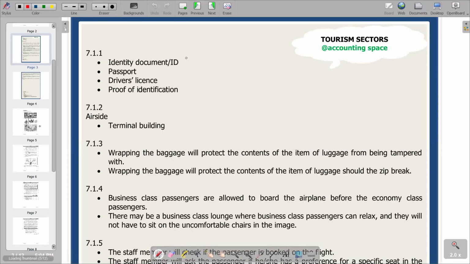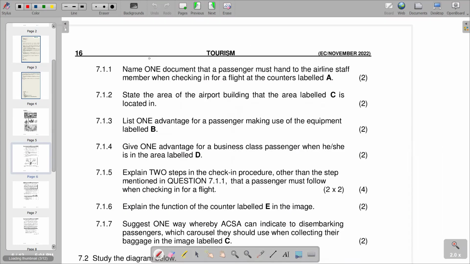So referring back to our question, it only requires us to come up with one document, so we can just put one document. Moving on to the next question, 7.1.2. Say in which area of the airport building the area labeled C is located.